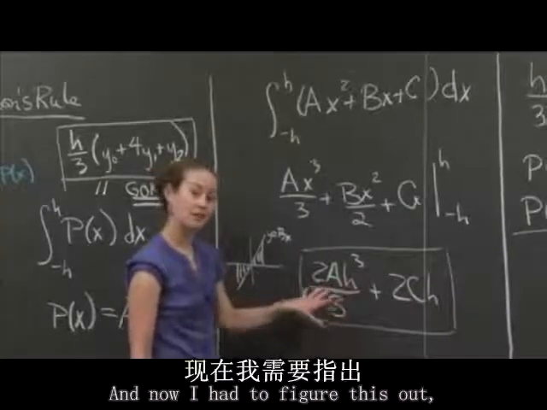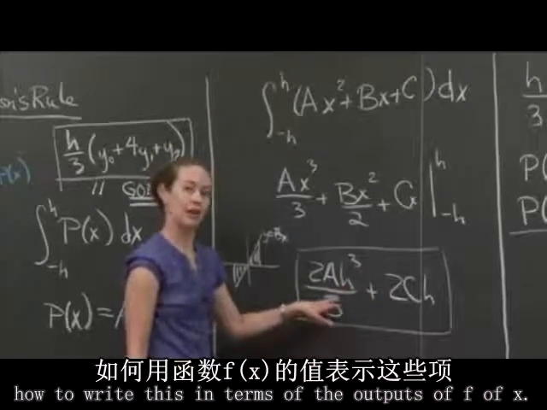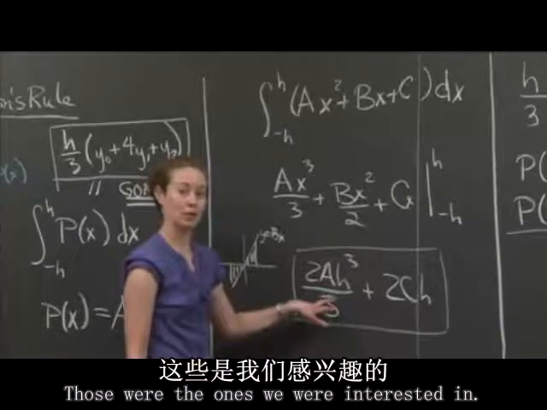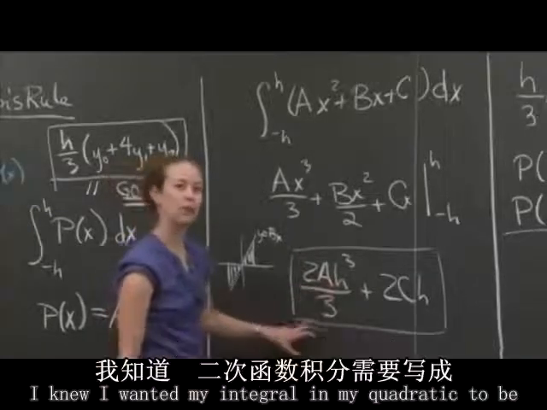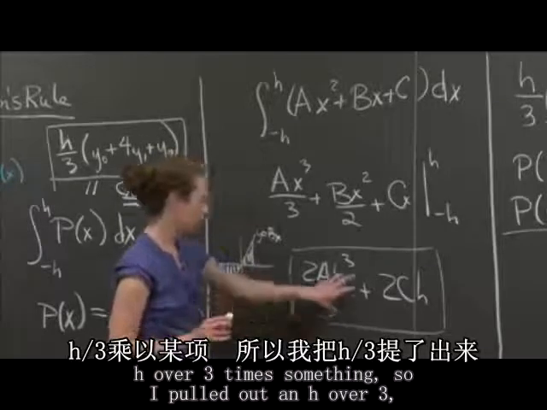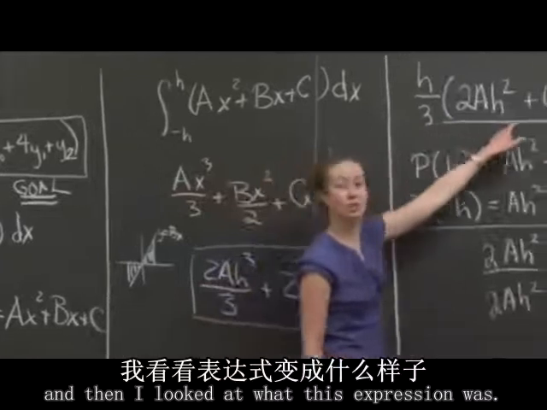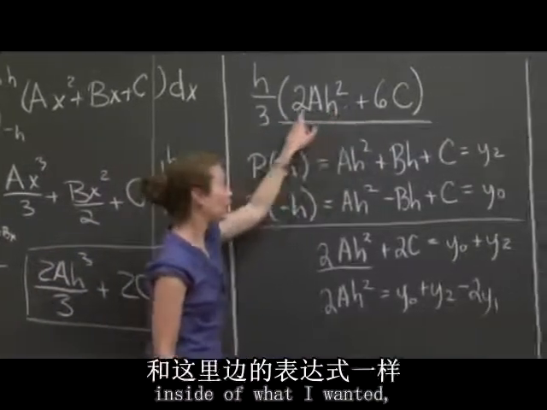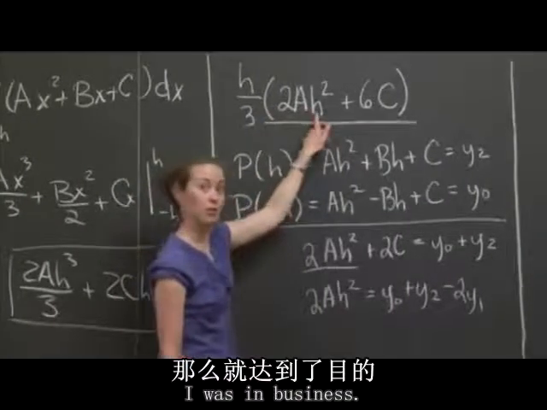And now I had to figure this out, how to write this in terms of the outputs of f of x, which were y0, y1, and y2. Those were the ones we were interested in. So I ultimately knew I wanted an h over 3 in front. I knew I wanted my integral of my quadratic to be h over 3 times something. So I pulled out an h over 3, and then I looked at what this expression was. And if I could get this expression to look like the inside of what I wanted, which was y0 plus 4y1 plus y2, I was in business.